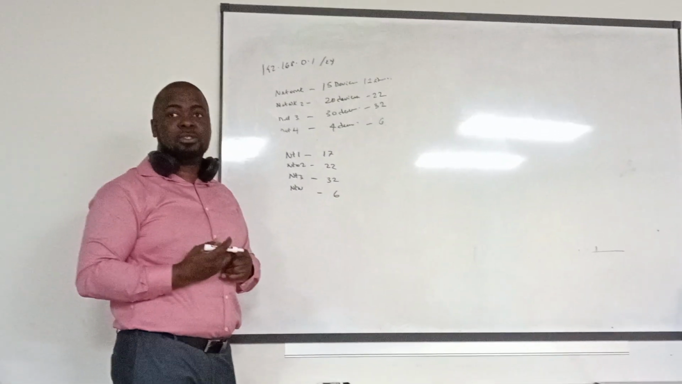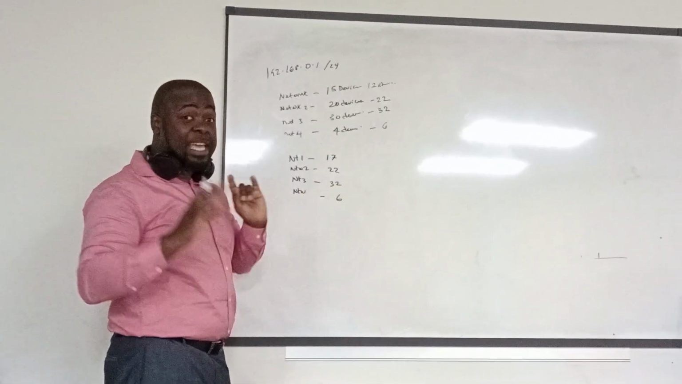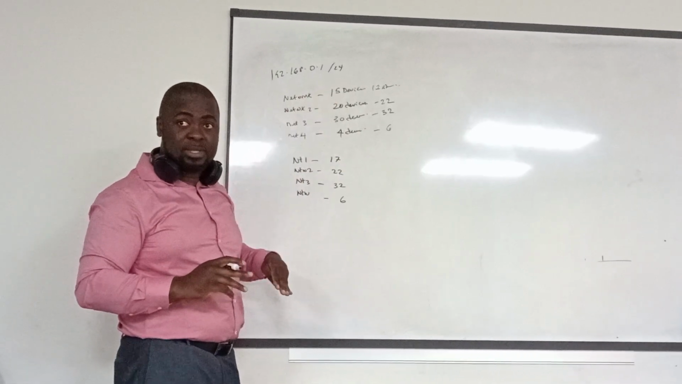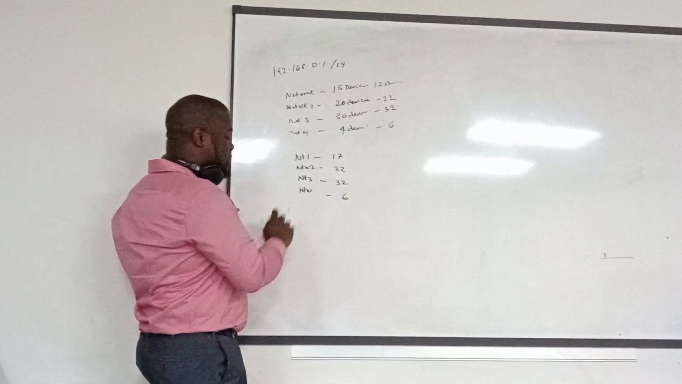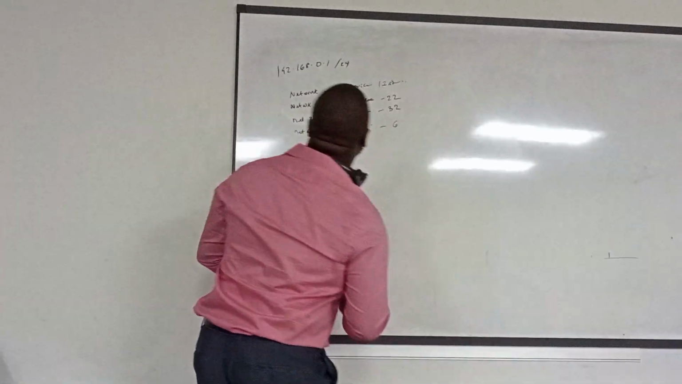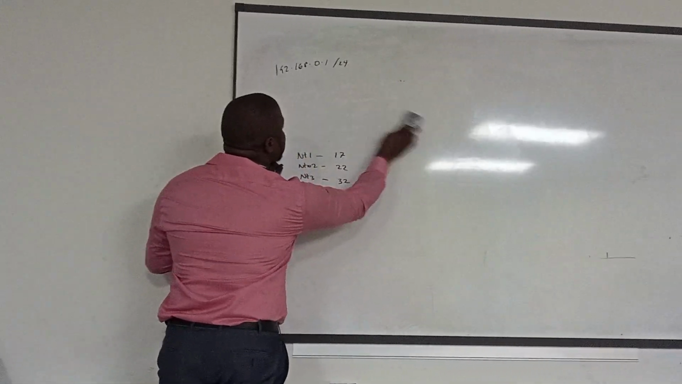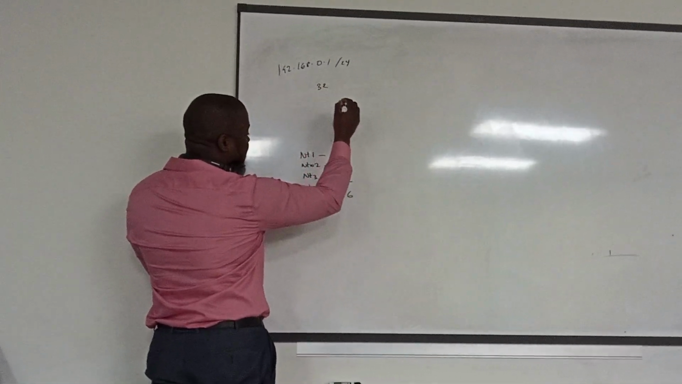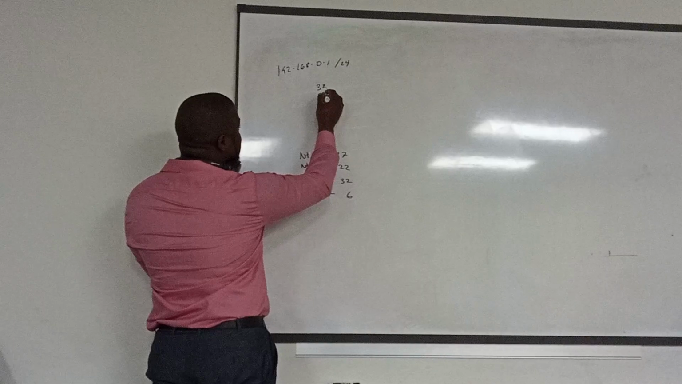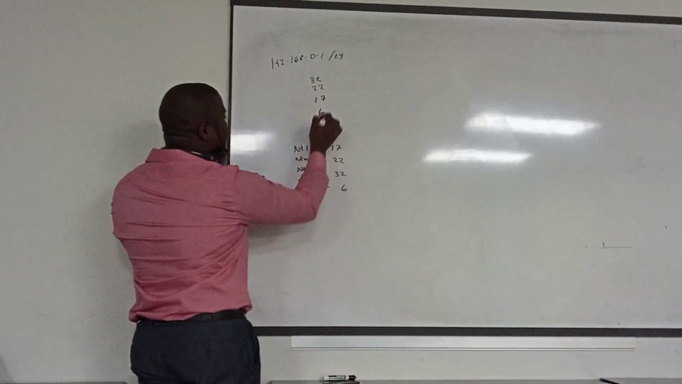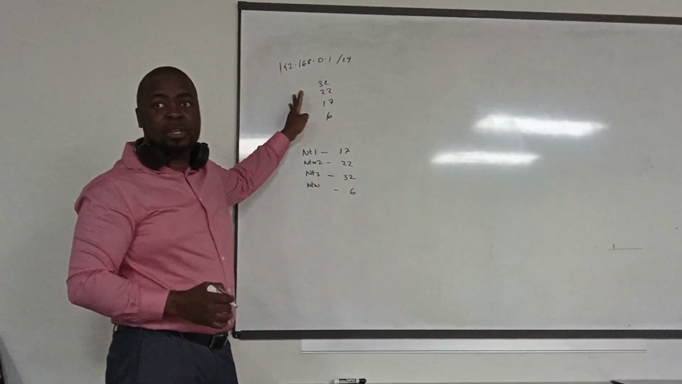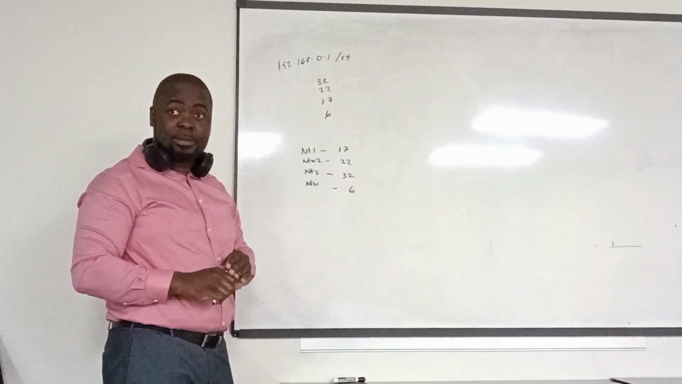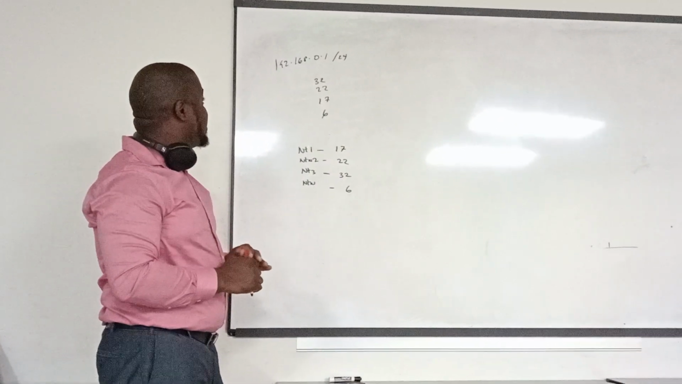What is the first step to solving this problem? The easiest way to do it is to rearrange this from highest to the lowest. So if I want to rearrange it from highest to lowest, what's it going to be? So my need is going to be like this. I need 32, I need 22, 17, and 6. This is what my need is going to be. Right?